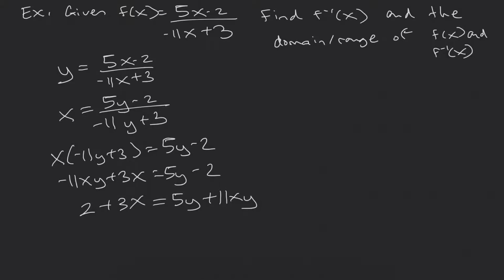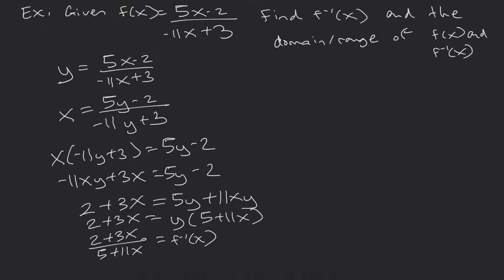Now, keep in mind I'm trying to solve for y here. So the left-hand side's okay. The right-hand side, I see 5y plus 11xy. So I am going to factor out the y. That'll leave me with 5 plus 11x. And then I can divide both sides by 5 plus 11x. So that'll give me 2 plus 3x divided by 5 plus 11x. That is going to give me y by itself, or in other words, f inverse of x. Okay, so I've solved for f inverse of x.